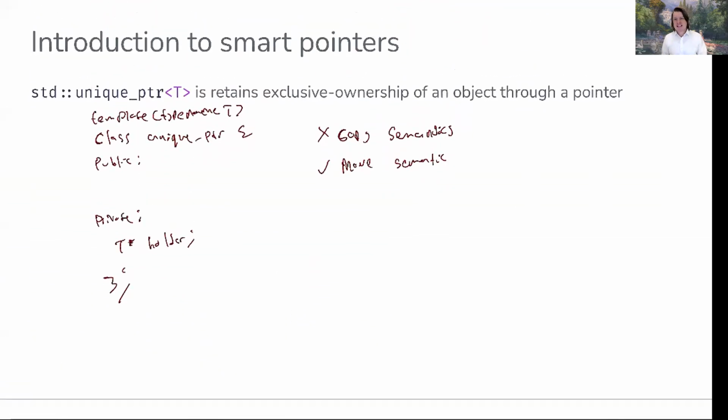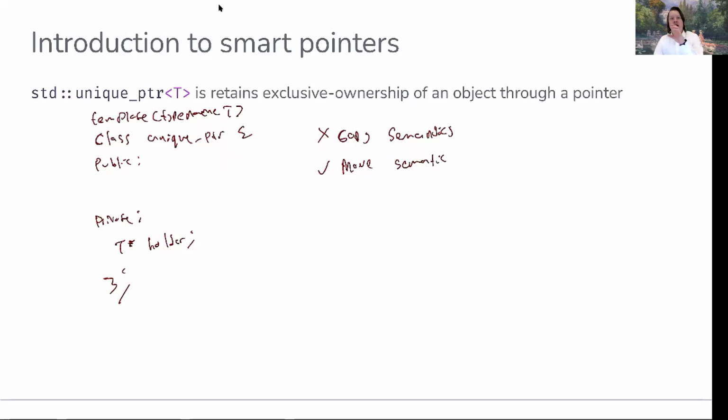So let me hop back over to our slides, and now we'll go ahead and move on to the shared pointer. So remember, the unique pointer is exclusive ownership. So the unique pointer would be responsible for acquiring and releasing some sort of object.